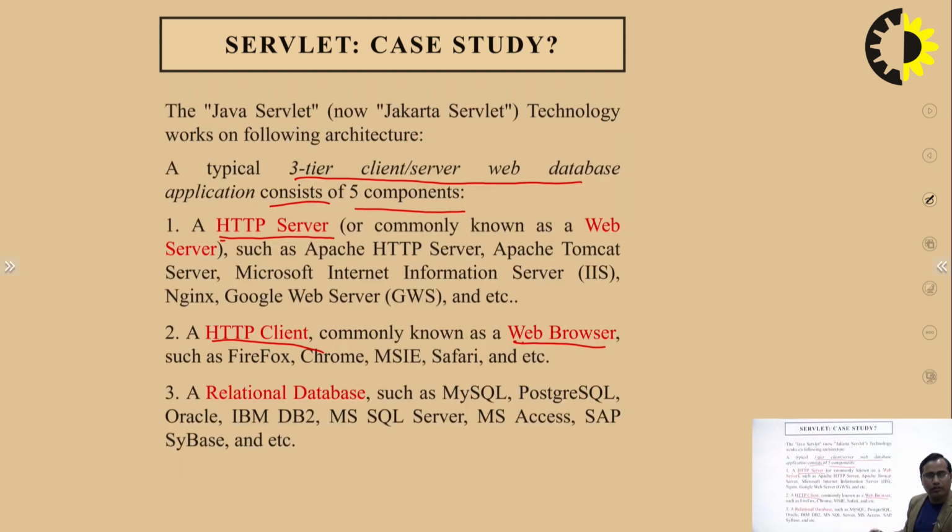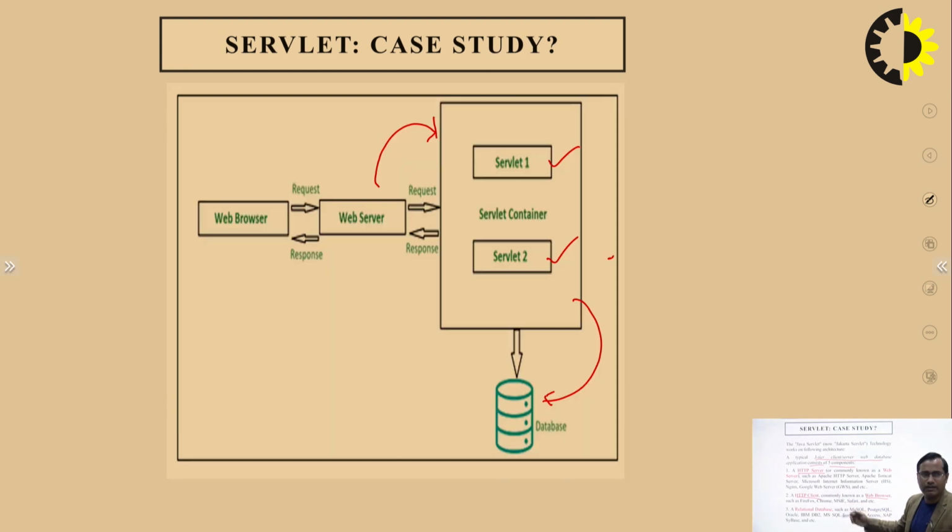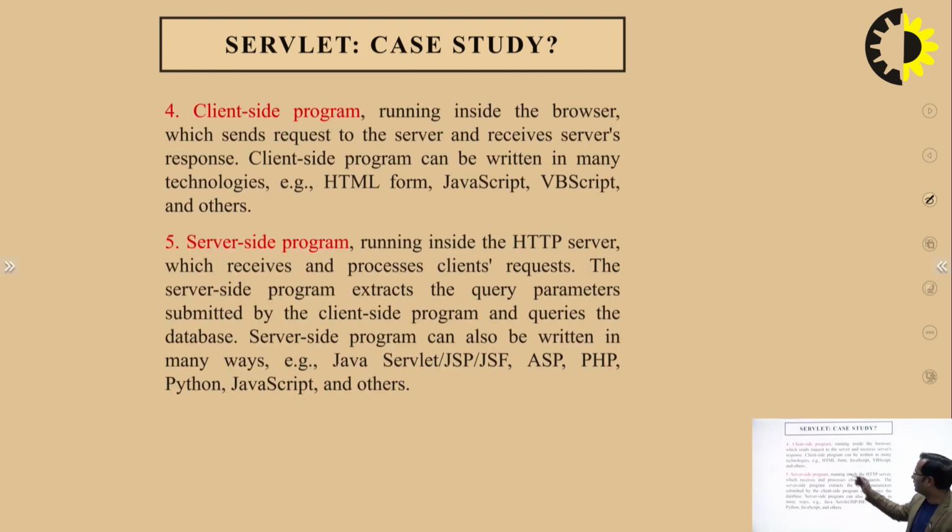So we require an HTTP server, an HTTP client, relational databases, and we require client side programs. On the client side, there are some client side programs running through which users can create the request, or send the request to the web server. The client side program actually runs inside the browser, sends requests to the server and receives the server responses.